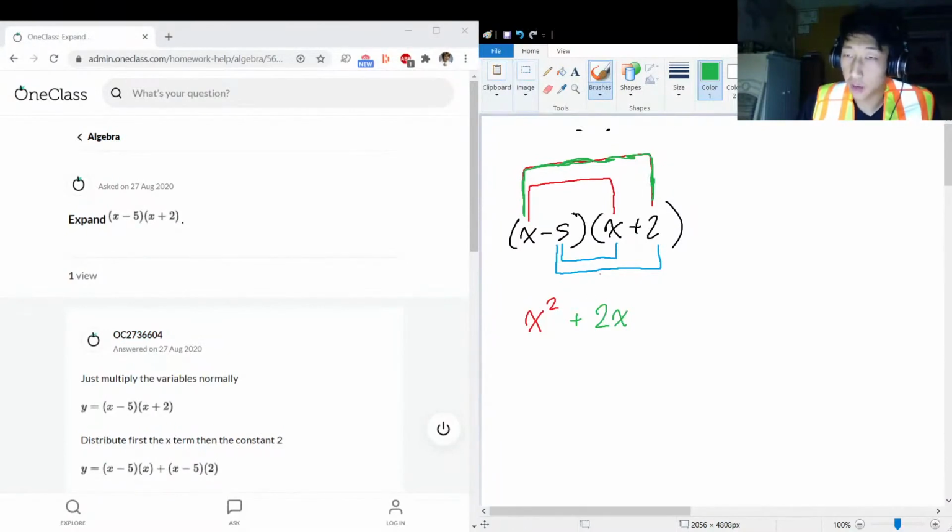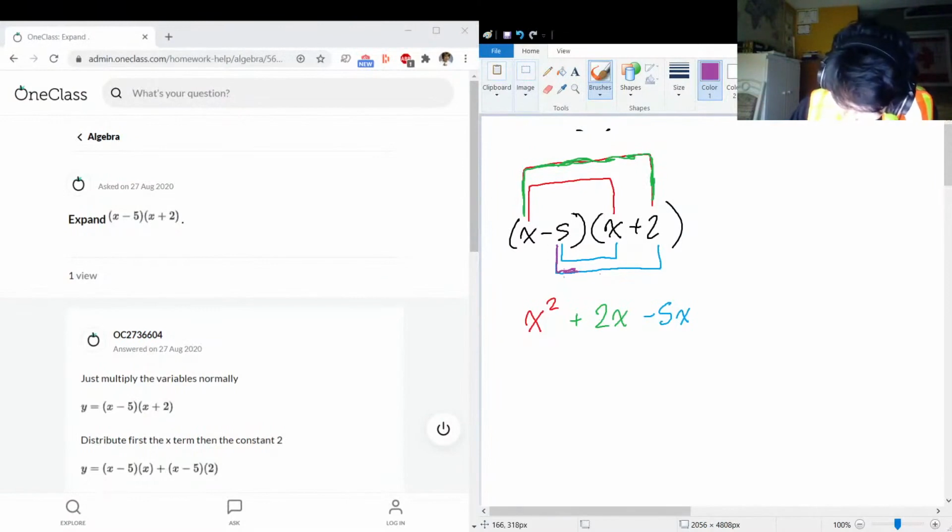Okay, then we can move on to our first blue line. We've got negative 5 times x. Now, that negative is extremely important. If you forget that negative, you're in trouble. So we've got negative 5 times x, negative 5x. And the last one, I'll just draw another color on top of that. Maybe purple. Negative 5 times 2. Don't forget the negative, you'll be in trouble. Negative 5 times 2, what's that? Negative 10. Negative 10. Nice different colors to show where all of this comes from.